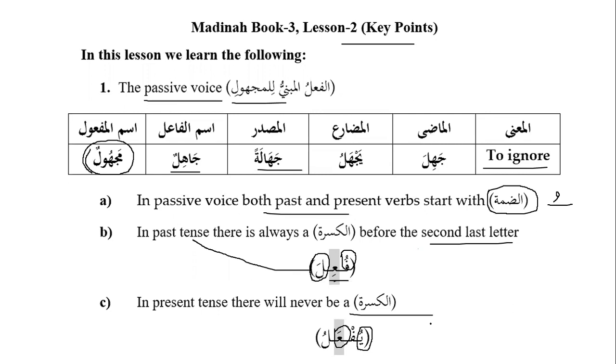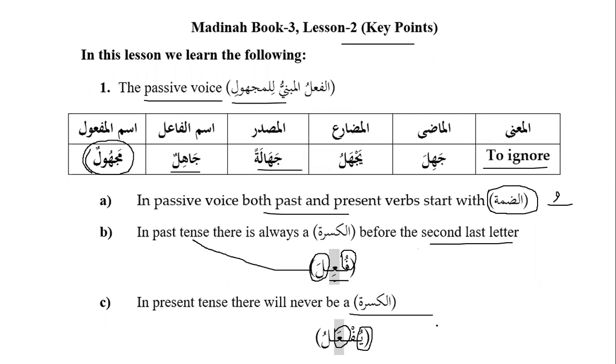So if I say yunsarun or yunsaru, is it active or passive? Yunsaru, there is no kasra. Yuktabu, active or passive? Passive, the present tense. Yes, yuqtalu is passive as well. Qutila is passive as well. Okay, so that's the only thing that you need to remember.